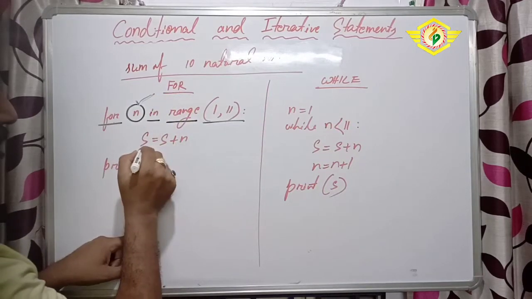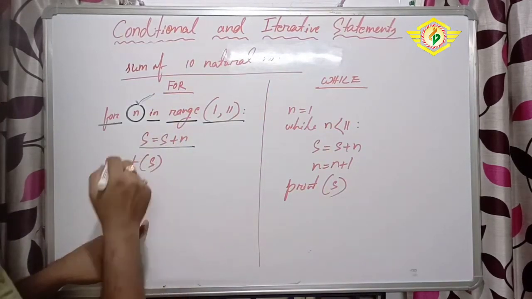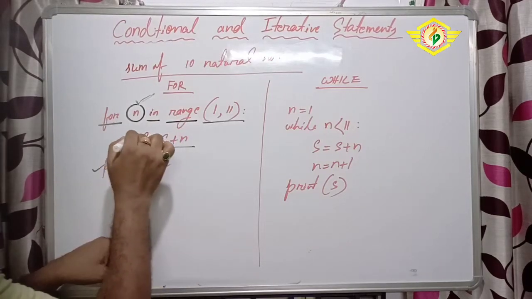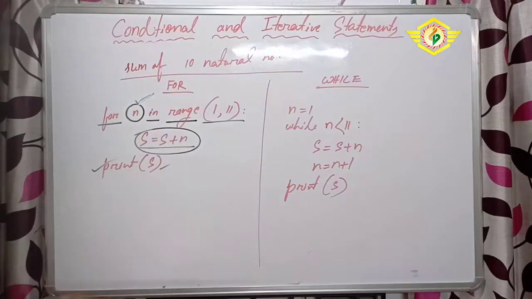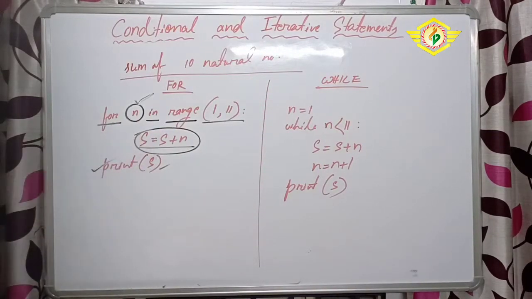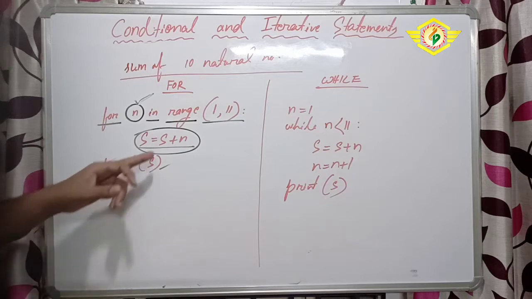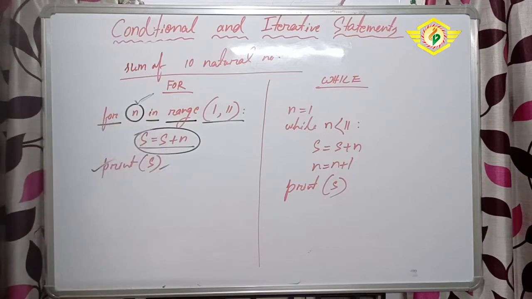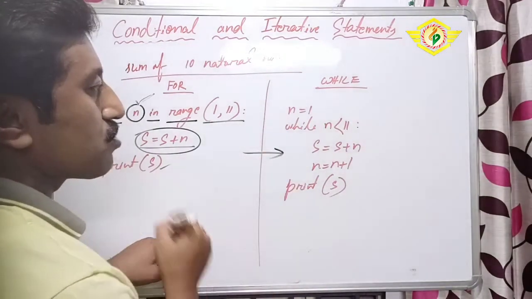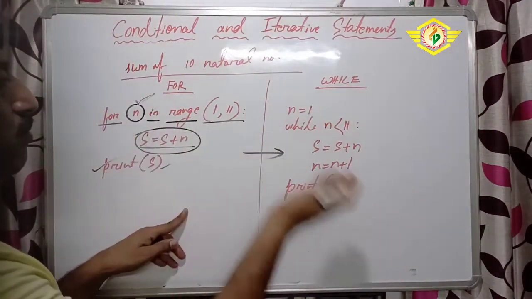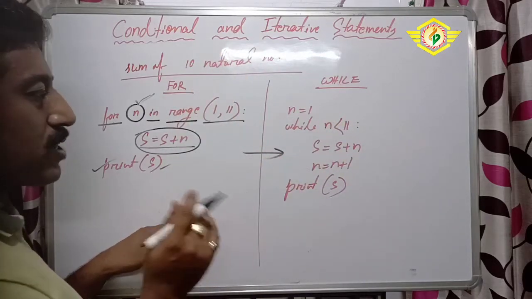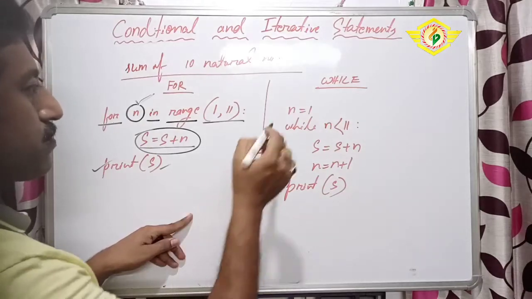That's why we are taking here s equal to s plus n, and the printing statement should be outside the loop so that it will print, because this sum should be inside the loop because it will continue again and again. So the statements which you need to continue should be written within the for loop. In a similar way, if you write the while loop statements, you will see the difference between for and while. I am showing it column wise so that the doubt will be more clear.